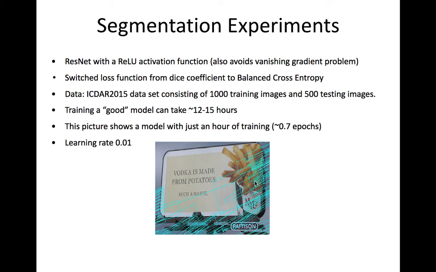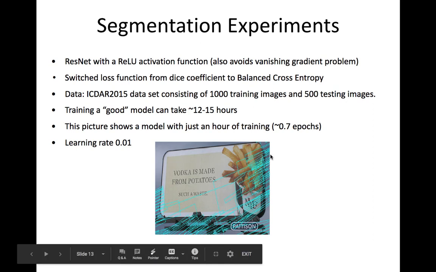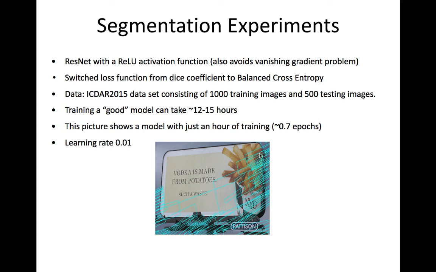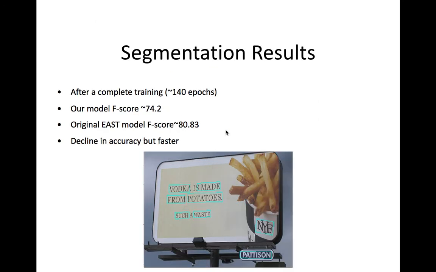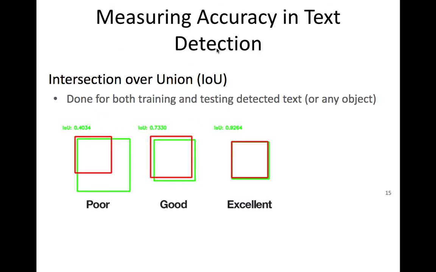This picture is an example showing how a poorly trained net, after only 20 images and just an hour of training, detects almost everything as text. Our accuracy was a little lower, but we did get trained much faster. In ResNet, if there's more time, we could just add more layers and hopefully improve that score. The accuracy is measured by using the intersection over union approach. This works with any object recognition, but in text these would be rectangles of text.